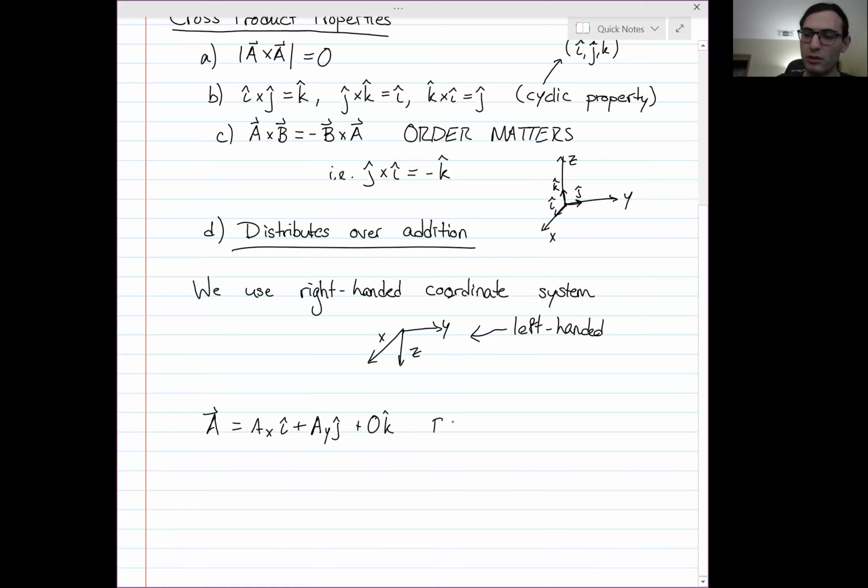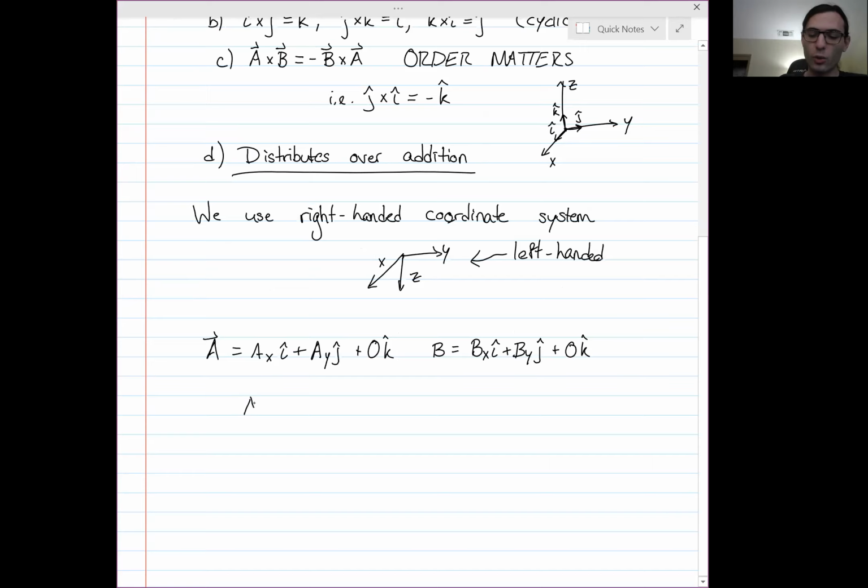And if we have B, yeah, so the right hand would give Z pointing up, which is the consistent one. If we have B, which is BX in the I hat direction, plus BY in the J hat direction, plus 0 in the K hat direction, now we can ask what the cross product is between these two vectors. All we're using is the property that the cross product distributes over addition, and that we know what I cross j is, j cross k is, and so on and so forth.